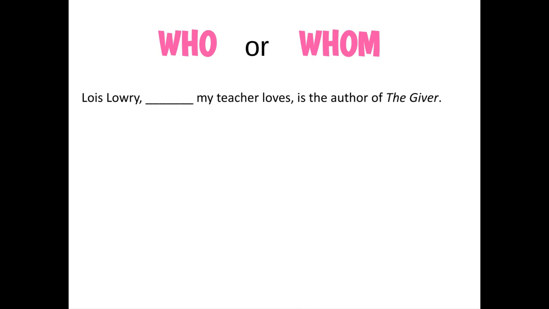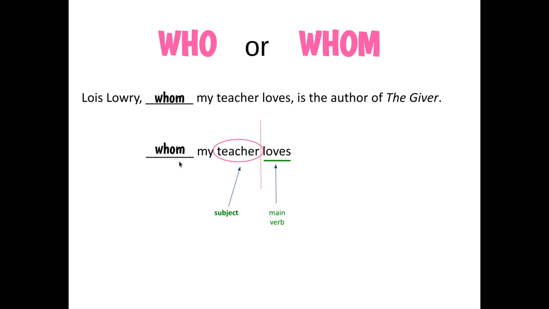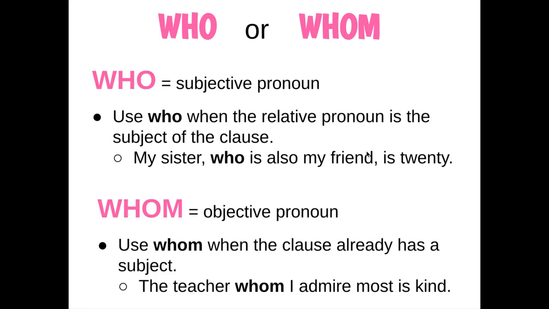Let's look at this one. Lois Lowry, who or whom my teacher loves, is the author of The Giver. What's my adjective clause? Who or whom my teacher loves. So again, let's look at just that part. What's the main verb of this clause? Loves. Is there already a subject for the verb loves? Yes, there is. It's my teacher. Okay. Since there's already a subject there, what goes in this blank? Which relative pronoun? Whom. Lois Lowry, whom my teacher loves, is the author of The Giver.